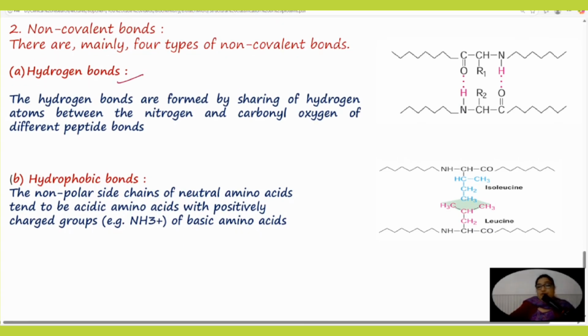Hydrogen bonds. We know that hydrogen bonds are formed between hydrogen atoms and oxygen atoms. Okay. Carbonyl oxygen of the carbon, and the hydrogen of the amide, the amino group, so there will be formation of hydrogen bonds. And apart from hydrogen bonds, there are certain hydrophobic linkages also.